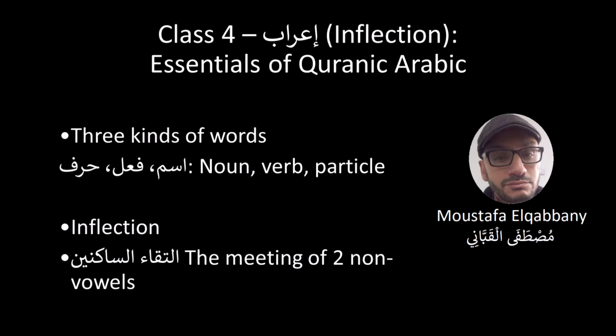So what is an ism? An ism is something that conveys a meaning in and of itself and is not associated with time. It's a word that conveys a meaning in and of itself and is not associated with time. Like what? What would be some examples of asma? Some examples of asma would be proper names like Muhammad and Zaid.